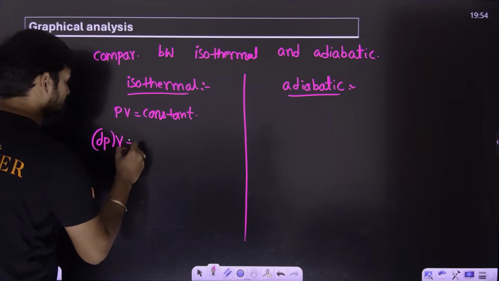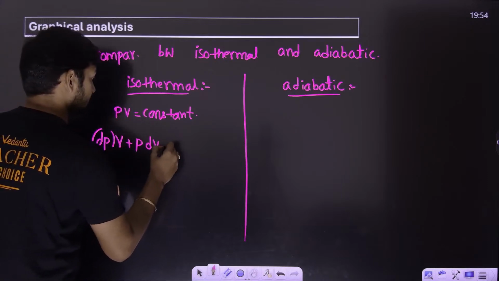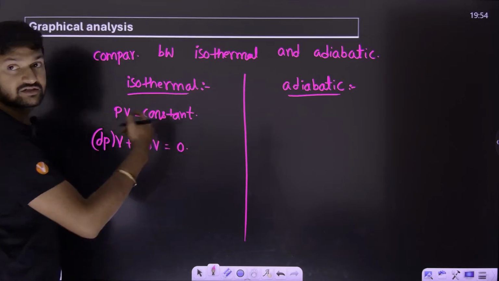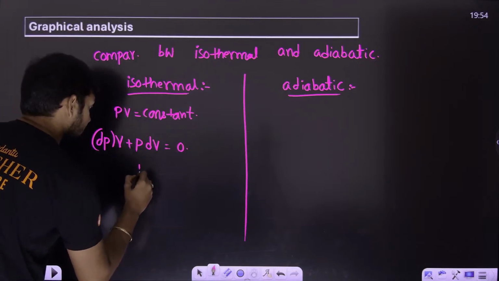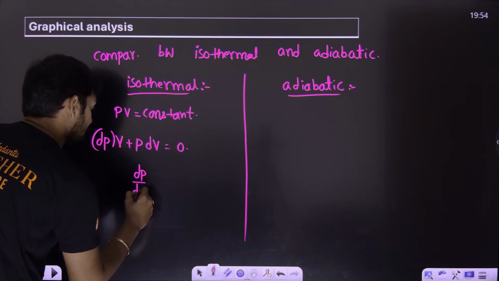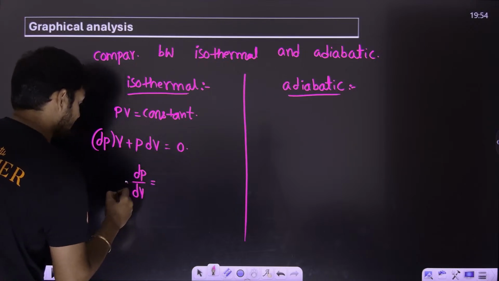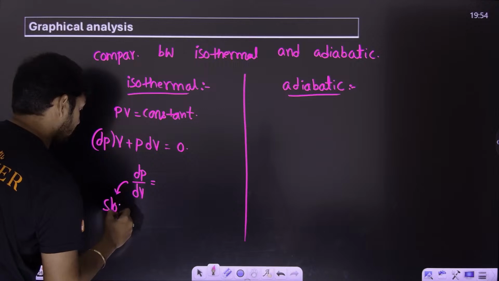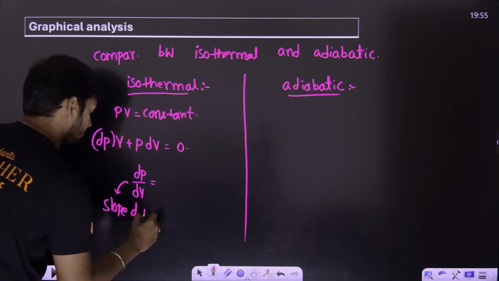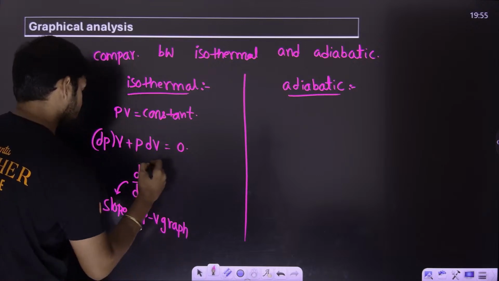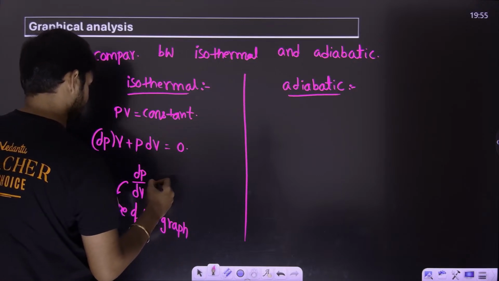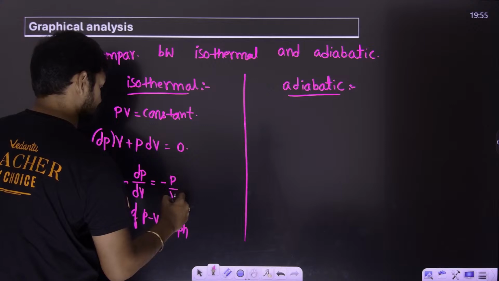So dP into V plus P into dV is going to give us 0, because differentiation of a constant is 0. Now my aim is to calculate dP by dV, because dP by dV is the slope of the PV graph. Which is going to be minus P by V.